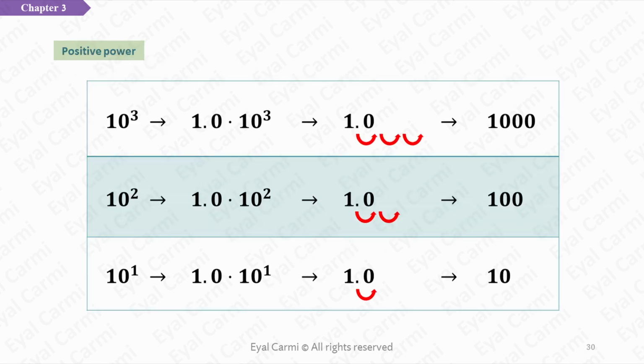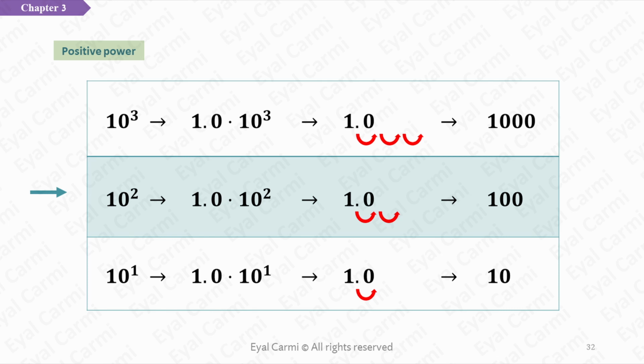Here is a table that summarizes a few examples with the complete steps to convert from powers of 10 notation to decimal notation for positive powers. Let's start with the first row. 10 to the power of 3 can be written as 1.0 times 10 to the power of 3, which is equivalent to writing 1.0 and moving the decimal point 3 steps to the right, and that results in 1000.